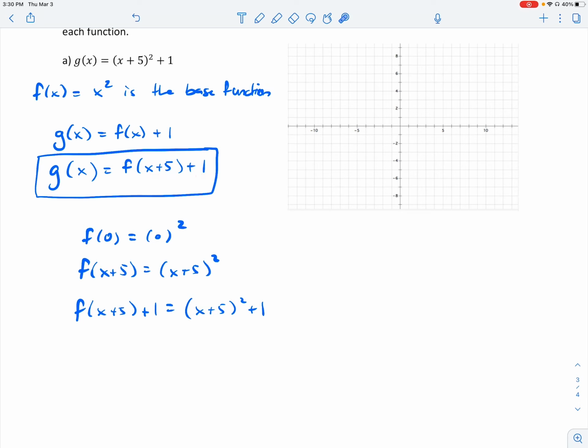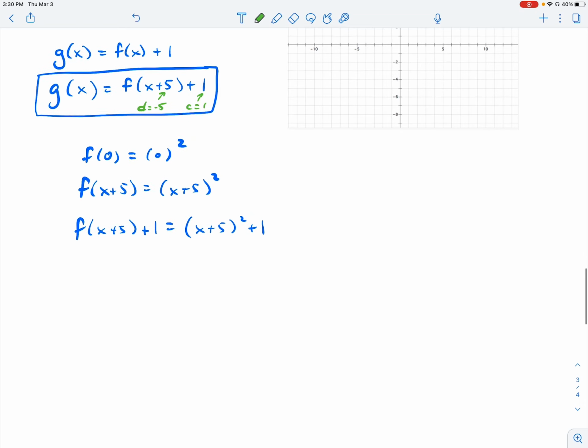When we have this in this form, it's real easy to identify d and c. Remember, d is always the opposite value of this, so d is going to be -5, and c is always this number here, it's just going to be 1. So that tells me what's happening with the transformation.